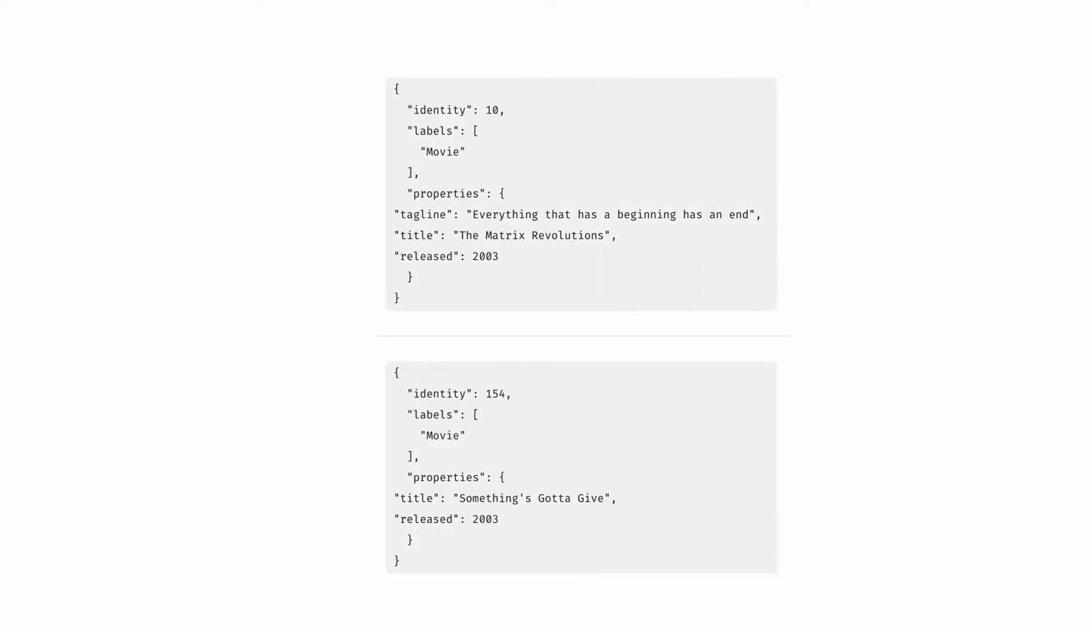All movie nodes have a property title that is used to uniquely identify a movie. Other properties that a movie node may have are released, the year that the movie was released, and tagline, a phrase to describe the movie. So, for example, we see that in these two movie nodes, they both have a title and release property, but only one of them has a tagline property.